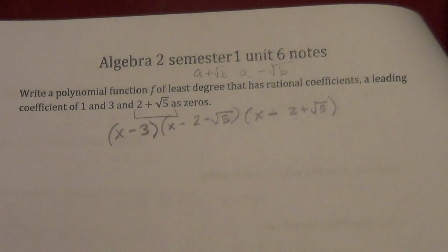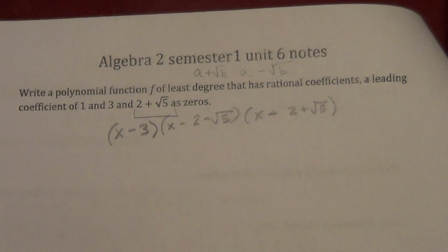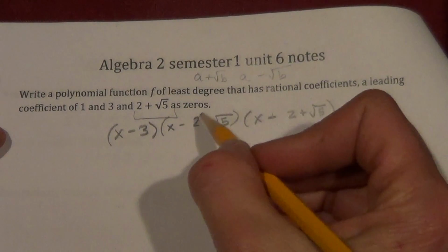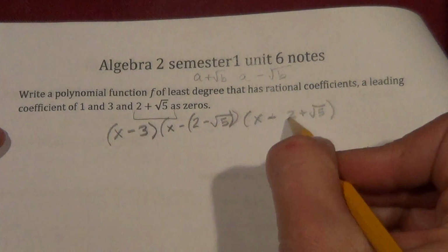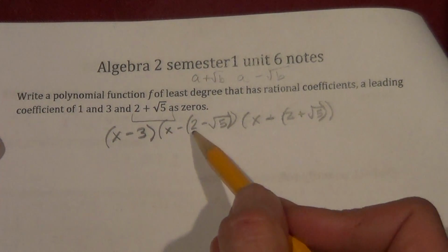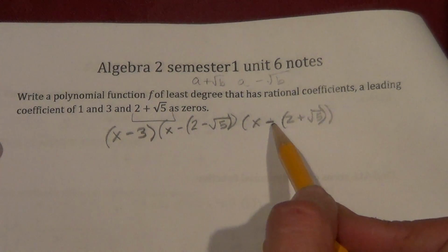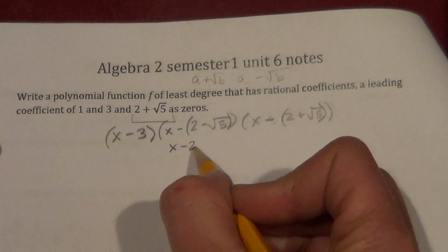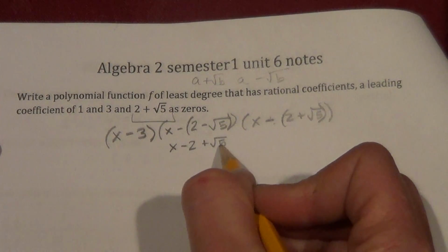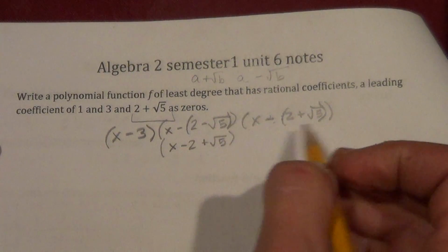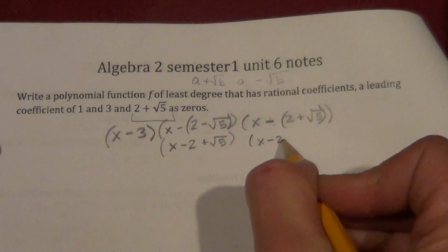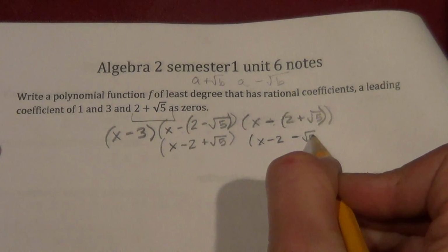Okay? Now we need to multiply these back together, and I really find that we have to do just a little bit of work with these. First off, I bring this term in like this because truly the whole term is being subtracted from the x. So the first thing that I do is distribute that negative throughout. So I have x minus 2 plus radical 5 and x minus 2 minus radical 5.